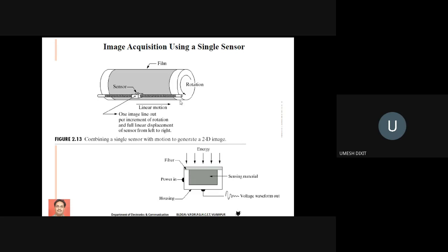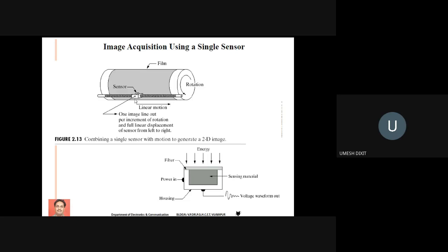The arrangement consists of a drum on which a film is mounted, so that the rotation of the drum provides movement of the sensor in one direction.